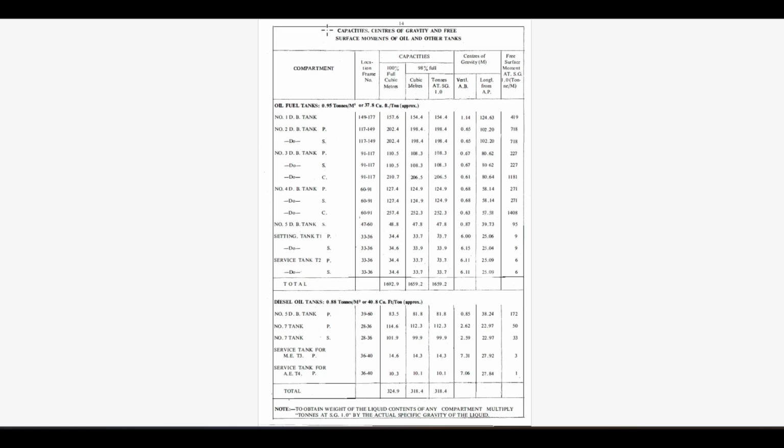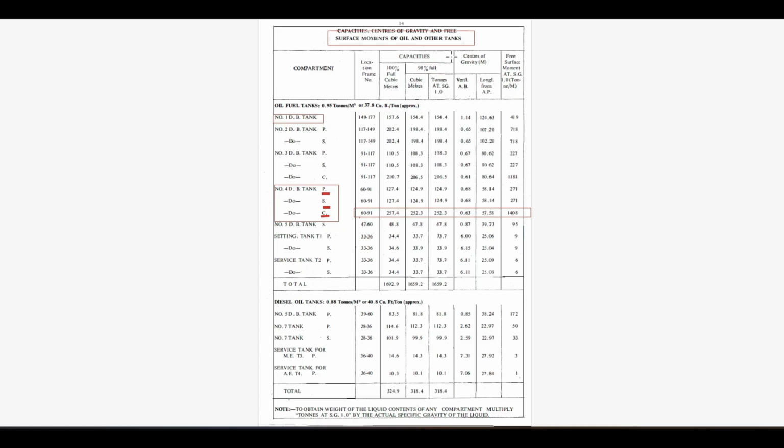So as you can see here, they have given the capacities, center of gravity, and free surface moments of oil and other tanks. Now this is number 1 DB tank, 2, 3, and here they have given number 4. Now in number 4, this is port, starboard, and this one is for center. We have to find for center tank. So this is the row. We want capacities. Capacities are given in this column. So this is the full capacity of the tank. So the capacity will be 257.4 cubic meters. On the other side they have given capacity for 98%.